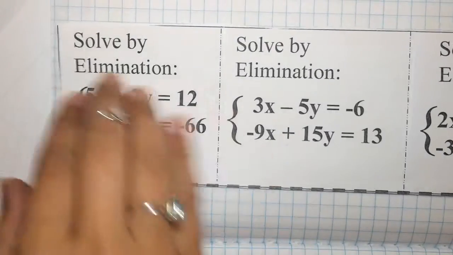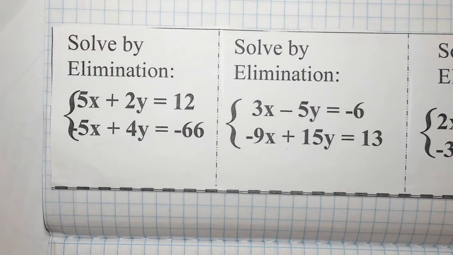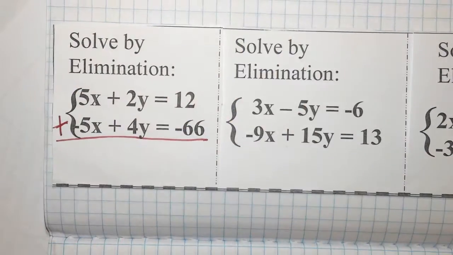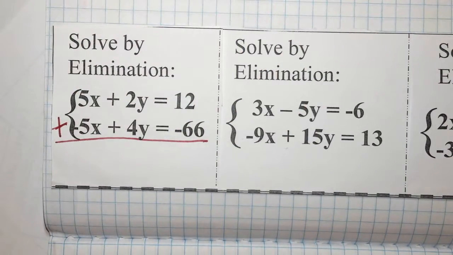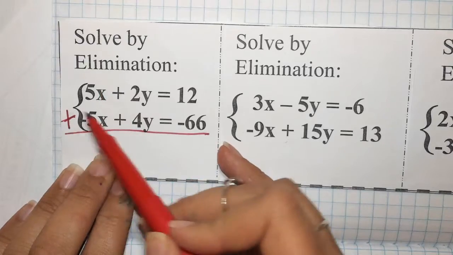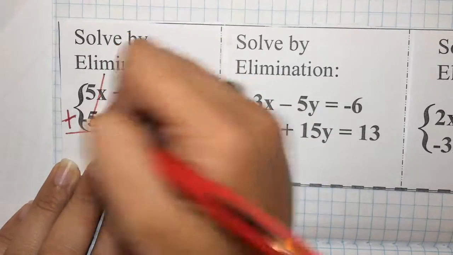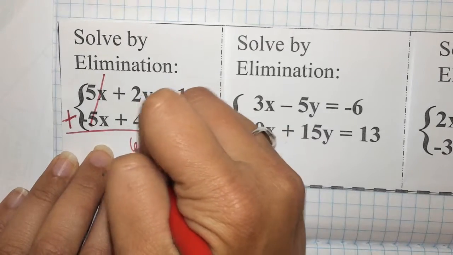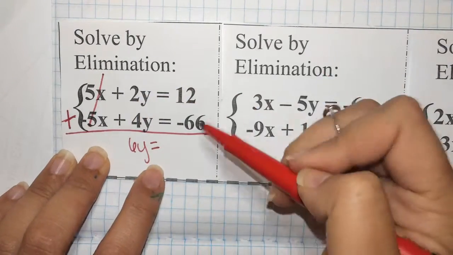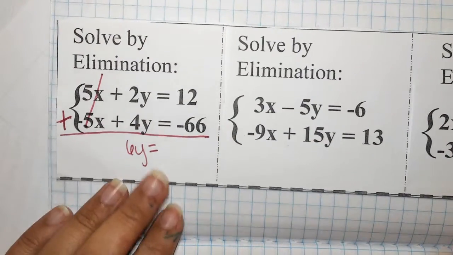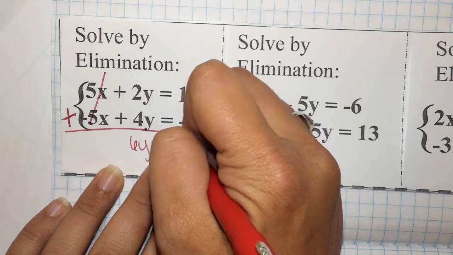Now, we're going to add straight down on these. So everybody put a big plus sign out here and then draw a line under it. Now, what is 5x plus negative 5x? It cancels. What's 2y plus 4y? 6y. What's 12 plus negative 66? Negative 54? Yeah. Awesome, take a point.